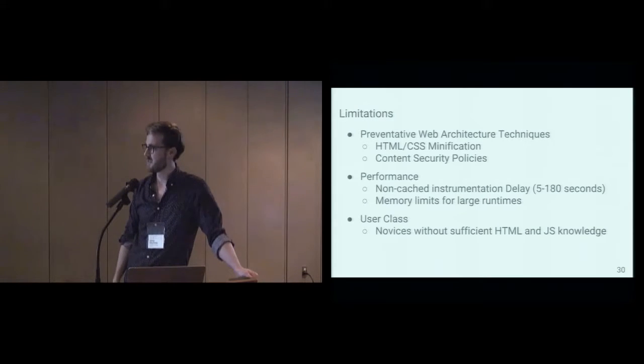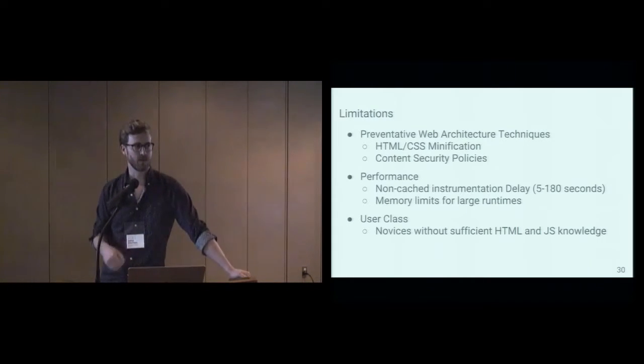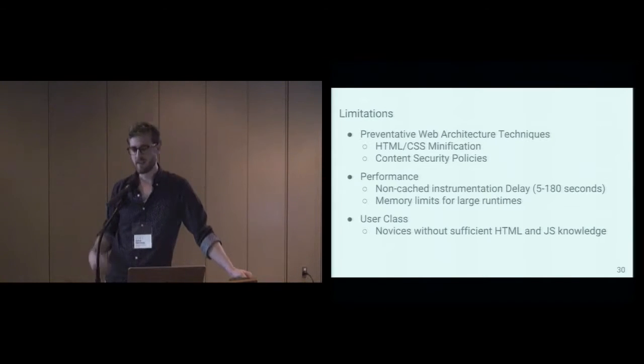Some limitations with the study. There are some preventative web architecture techniques that make it a little harder to use, even if you can get good output from Telescope. When websites minify and process their HTML and CSS, it becomes harder to understand some of the attributes and queries in the DOM. Content security policies block script alteration, but that's not the end of the story, because you can actually remove content security policies. There's some performance overhead with Telescope.